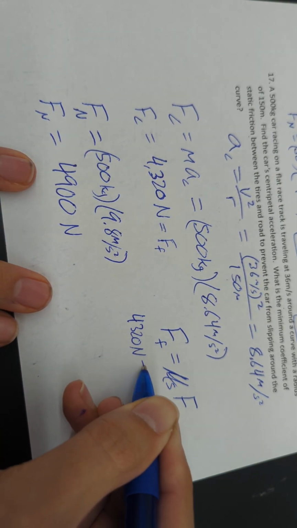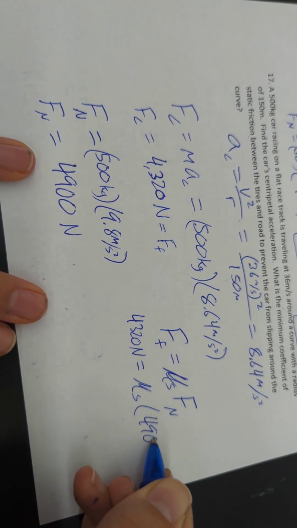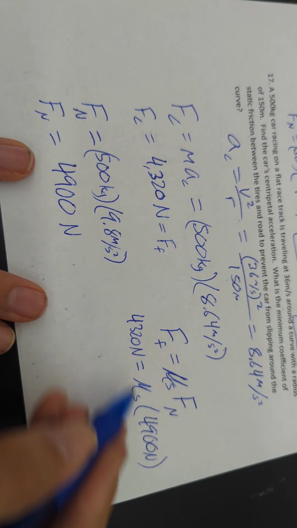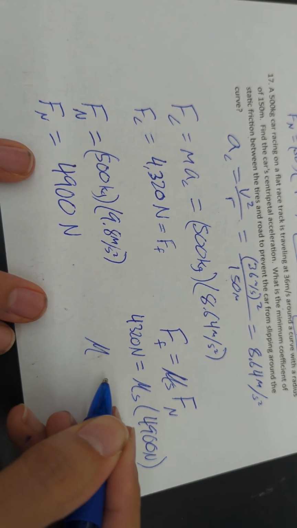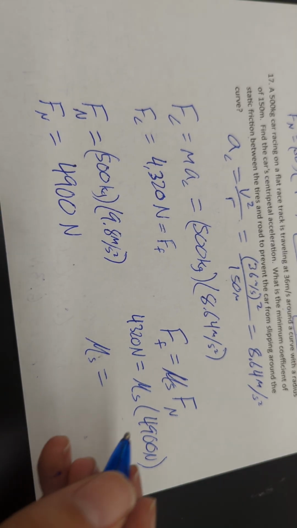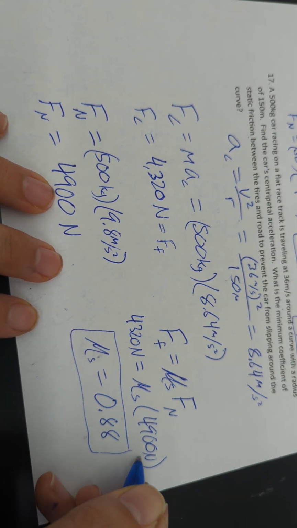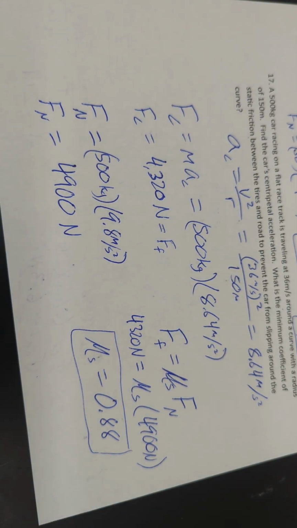Now we have everything we need to plug into our equation here. 4,320 newtons equals our coefficient of static friction times 4,900 newtons. Divide both sides by 4,900, and we get our answer, 0.88. And there are no units here because the units all cancel out. So if we are understanding these centripetal force questions, we should be feeling pretty good about the test coming up.